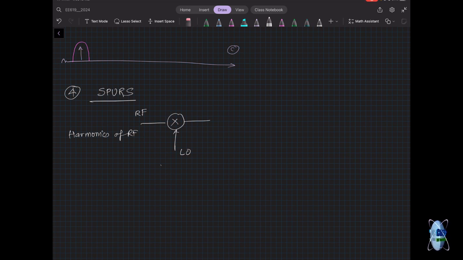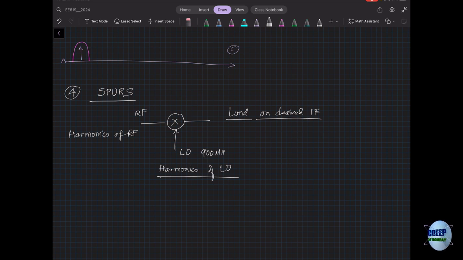And you have harmonics of your LO. You thought that you're having a 900 megahertz tone, but it's nonlinear because it's a very large signal. It will have harmonics, right? Now these harmonics can multiply also and show up in our desired band. And that would be totally undesirable. So they land on desired RF, desired IF. So this would not be acceptable.